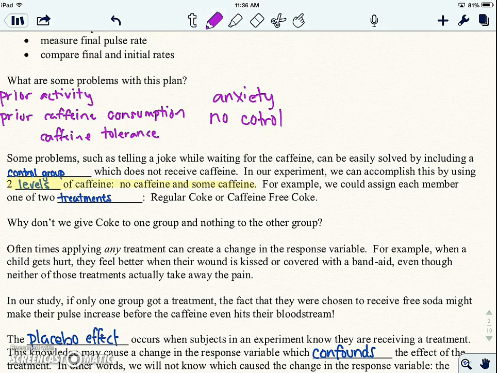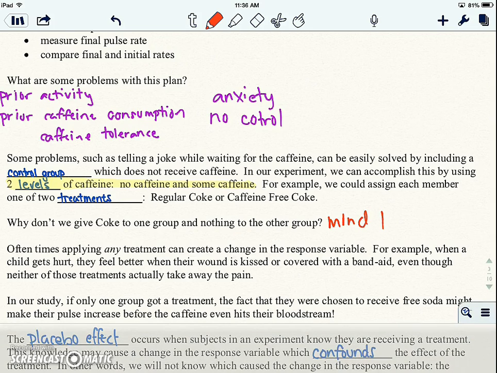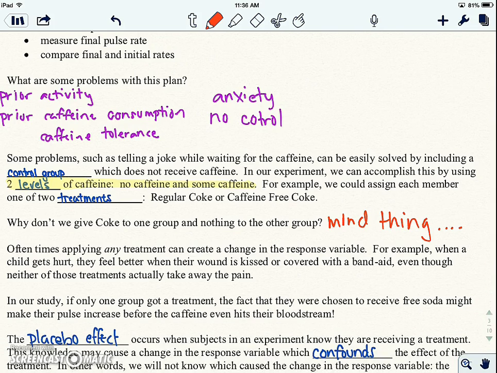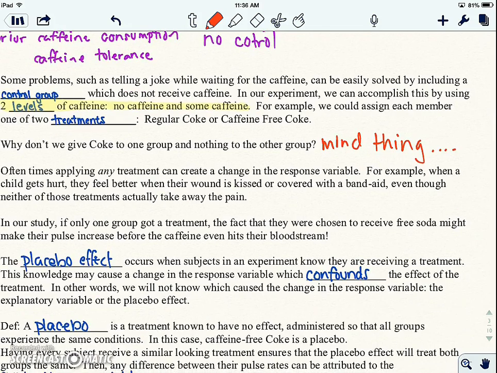Okay, that's the whole idea of if you know you have it, it's a mind thing. It's the idea of a placebo, and we'll talk about that, okay? Knowing you have the caffeine might excite you. You got the actual thing. Your heart rate goes up. Knowing you didn't get any of it, you might have a different response. Everything has to be the same.